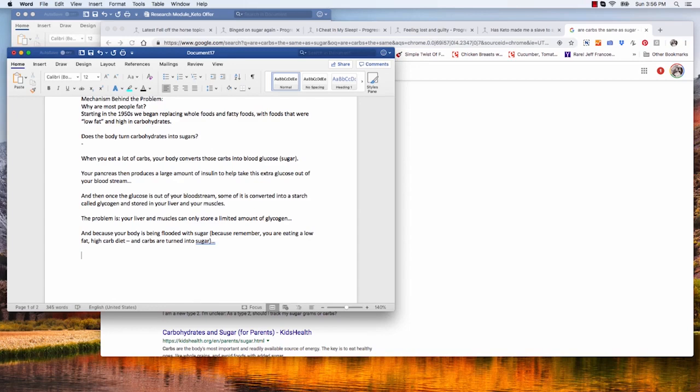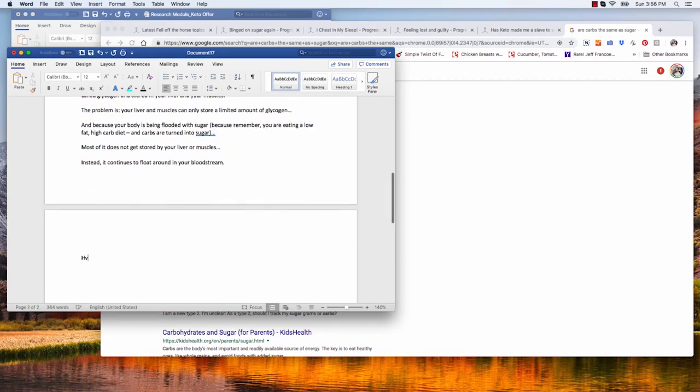Because your body's been flooded with sugar, most of it does not get stored by your liver or muscles. Instead, it continues to float around in your bloodstream. Having super high amounts of sugar in your bloodstream is bad, though, which is how you get diabetes, or one of the hallmarks of diabetes. And so your body takes all of this extra sugar in your bloodstream and stores it as fat.